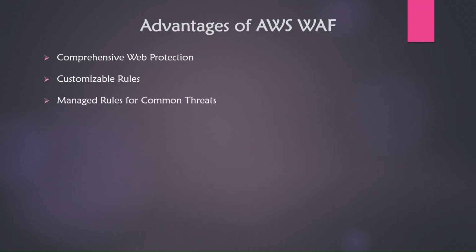Managed rules for common threats. Use AWS managed rules or third-party rules for known threats, saving time and ensuring continuous updates for protection. For example, a blog website might face spam bot attacks that post unwanted comments. Using AWS managed rules for bot control, you can identify and block these bots while allowing legitimate traffic.